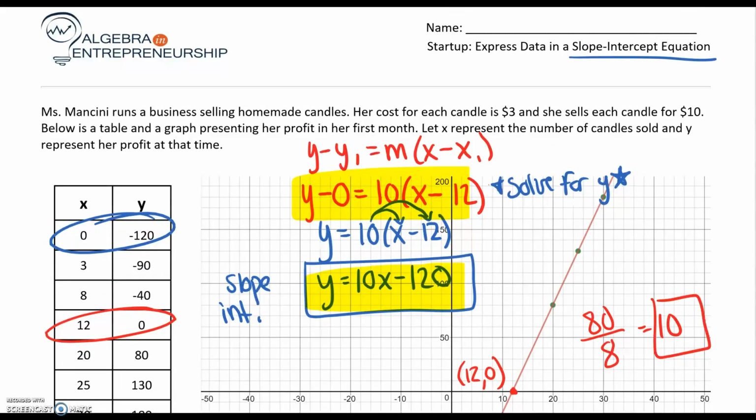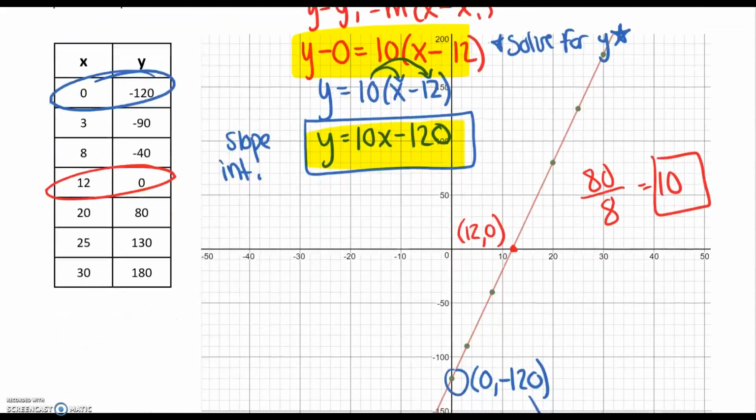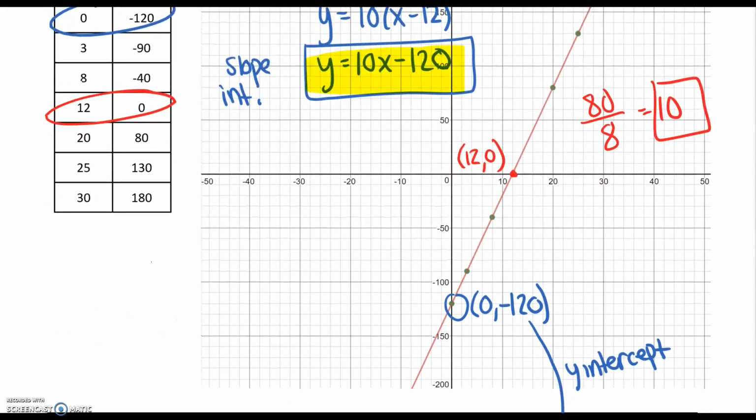Otherwise, with slope-intercept form, you can use it to graph a line. So I could go backwards here. I could start at my y-intercept, plot that at (0, -120), and then rise 10, run 1, rise 10, run 1, and I could get the line from there. So you can go both ways.